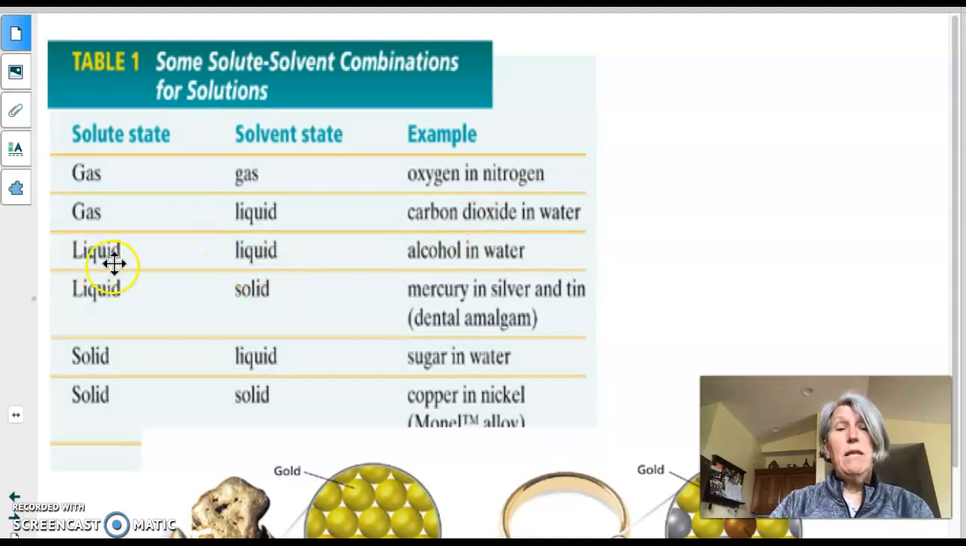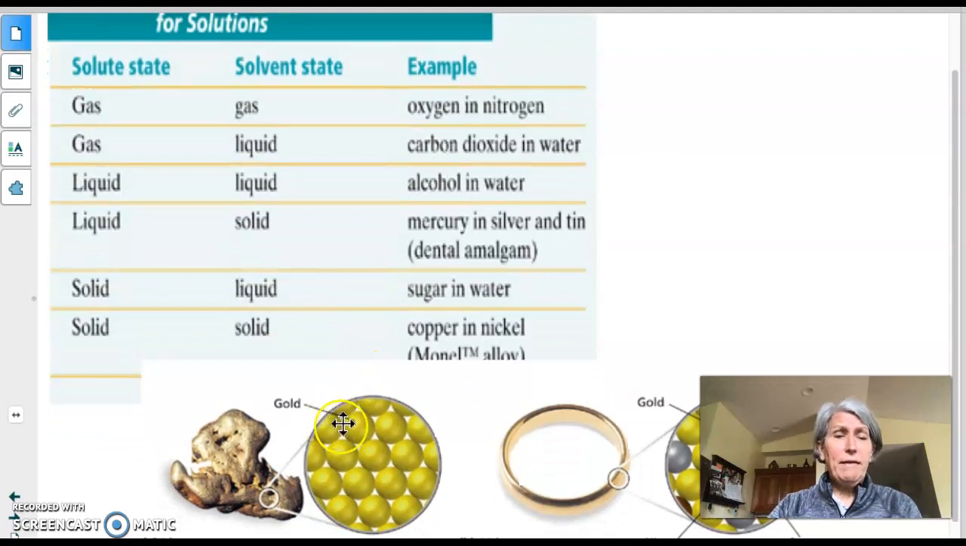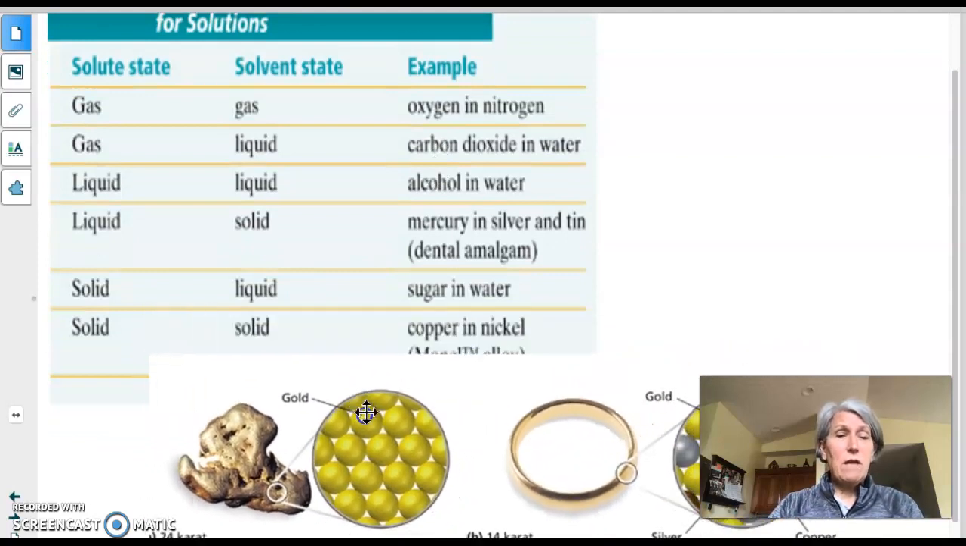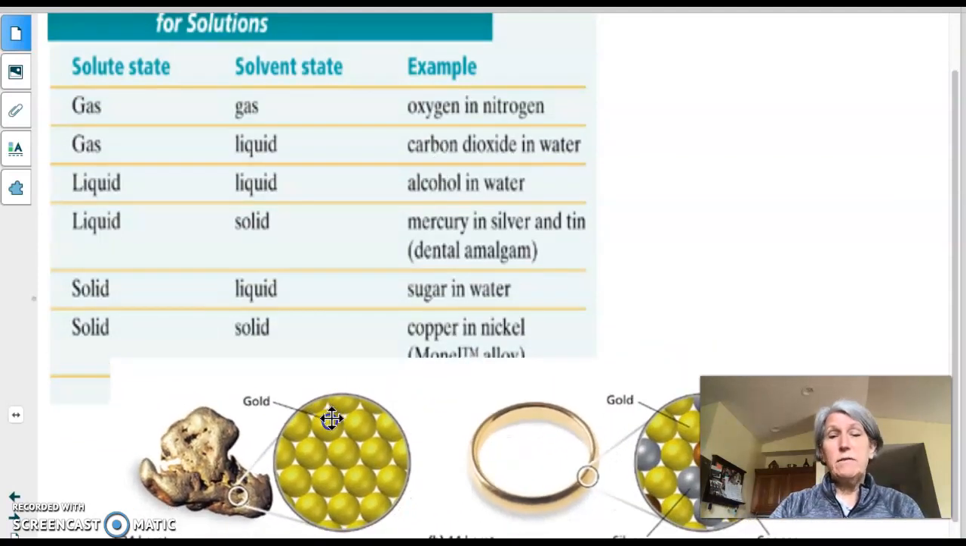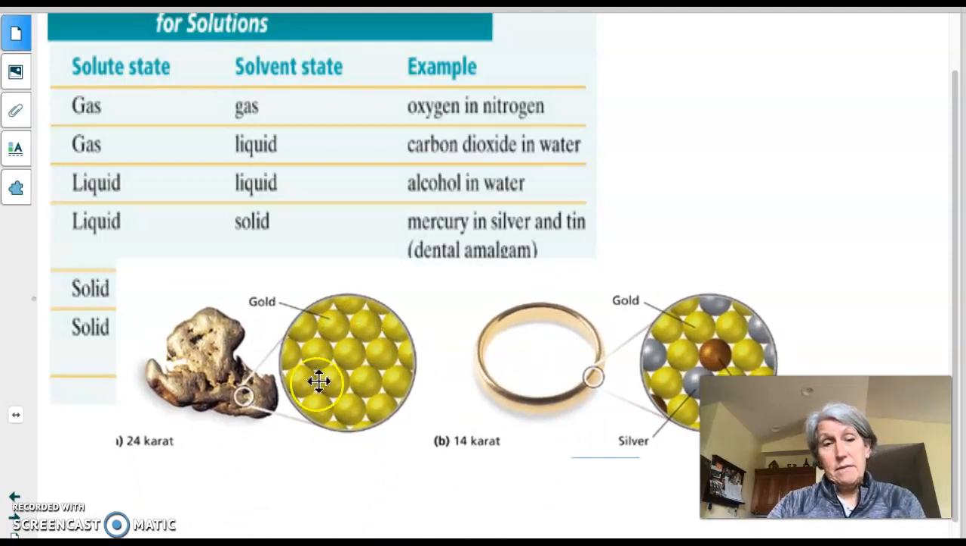There can be liquid solutions, like alcohol being dissolved into water. There can be gas solutions like oxygen and nitrogen. If you think of even the air we breathe, we know that air is a mixture of nitrogen, oxygen and carbon dioxide. There can also be solid mixtures. In this example here, they're saying copper and nickel, but what I'm going to talk about is gold.